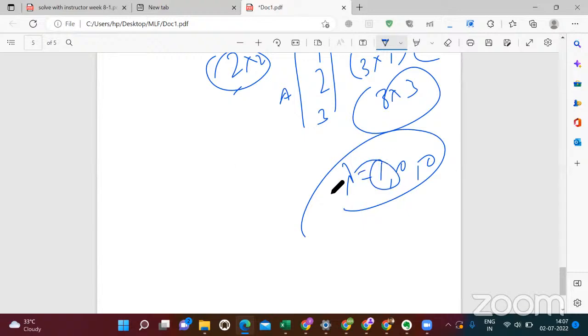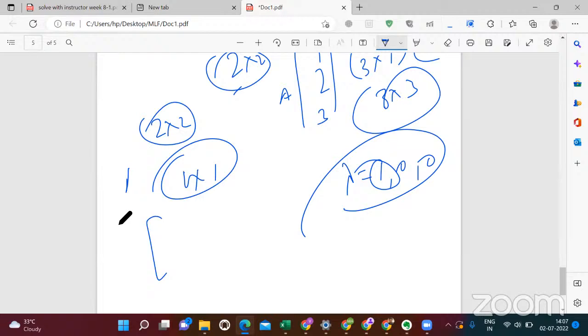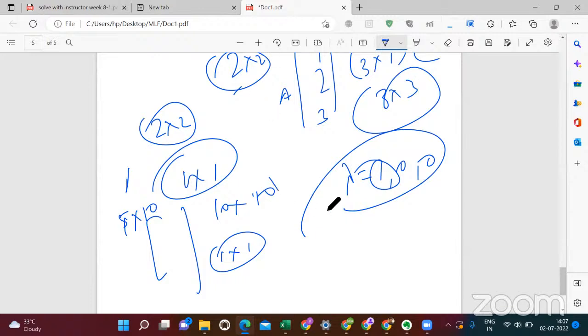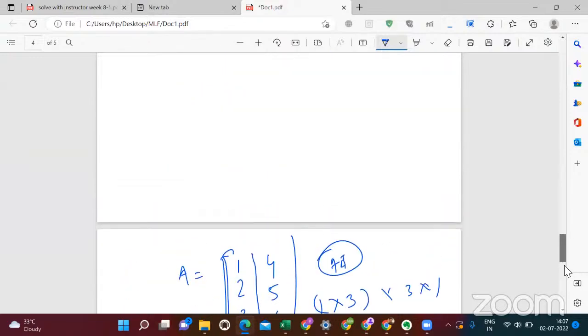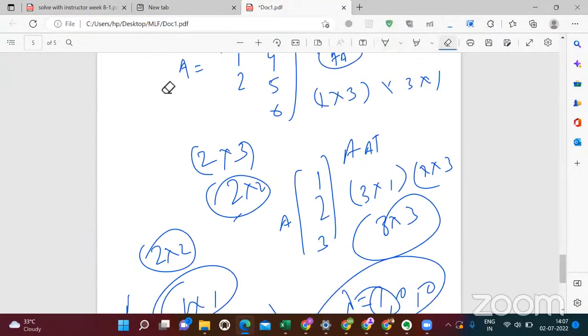But it's better to just directly calculate the multiplication such that you'll get 1 cross 1, or 2 cross 2. For example, if you're given 5 cross some 10, or 1 cross 10 also, why go for 10 cross 10? Just do it 1 cross 1, and that will be the eigenvalues of that. Either way, the middle thing should be common for both of them, right? So this thing you can try out.